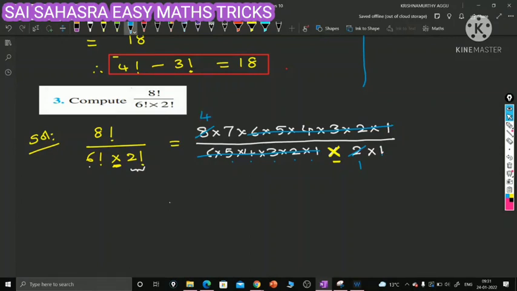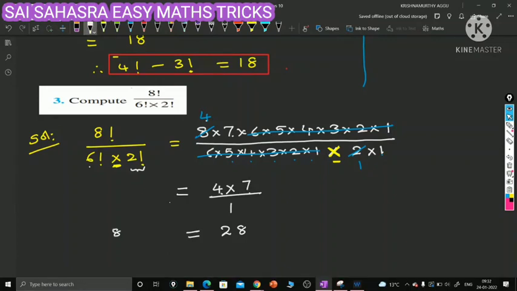Can we do like this? Yes? Say yes or no. Next, what is left here? 4 into 7. Nothing else is left. 4 into 7 divided by what is there? Only 1. Means finally you can conclude that 4 into 7 will be 28, which is the required answer.